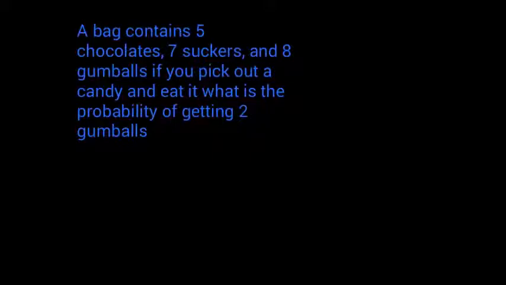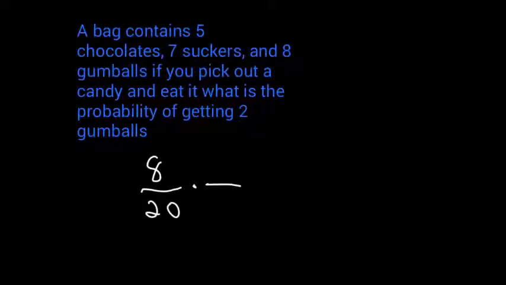Alright, so a bag contains 5 chocolates, 7 suckers, and 8 gumballs. If you pick out a candy and eat it, what is the probability of getting 2 gumballs? So first we start with 8 gumballs. We've got to figure out how many things are in the bag. So we have 8 plus 7 is 15, plus 5 is 20. So 8 out of 20.